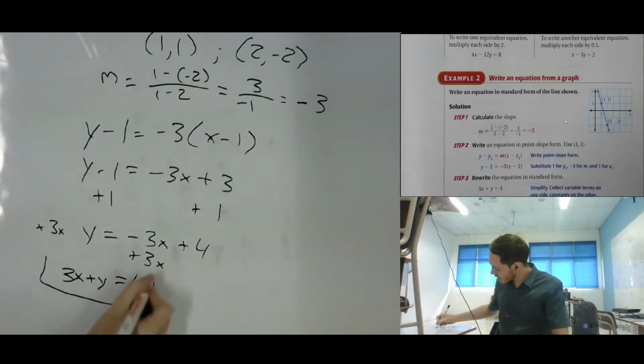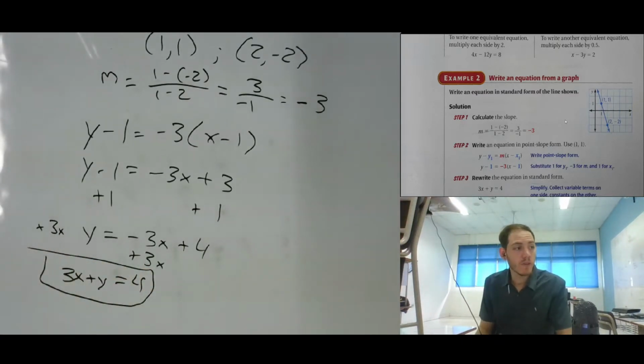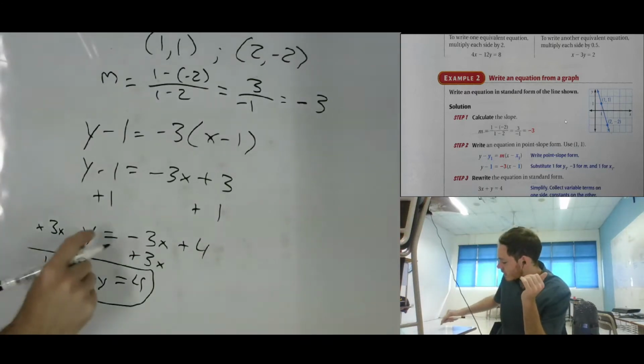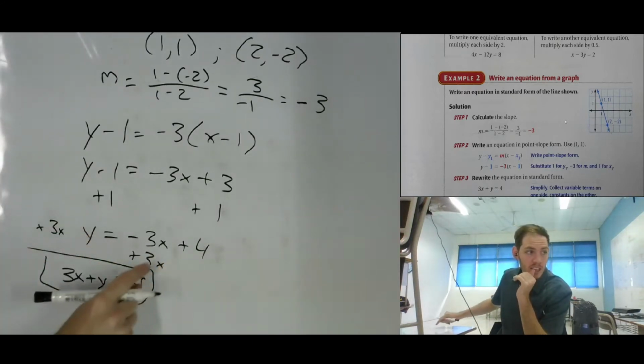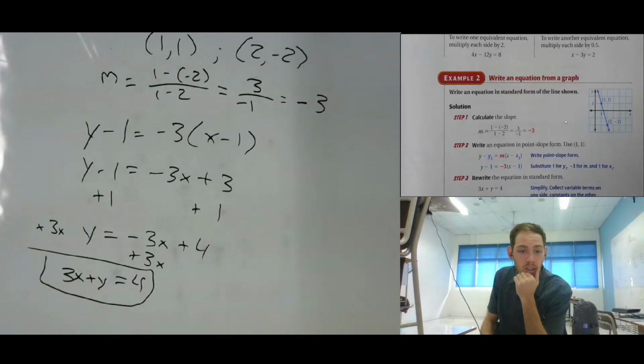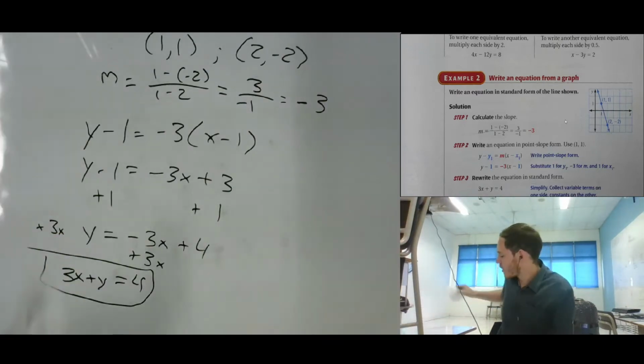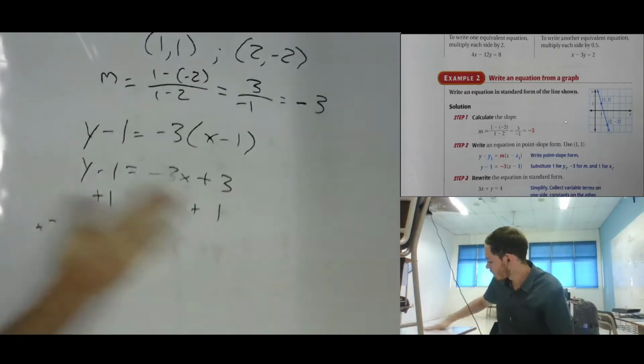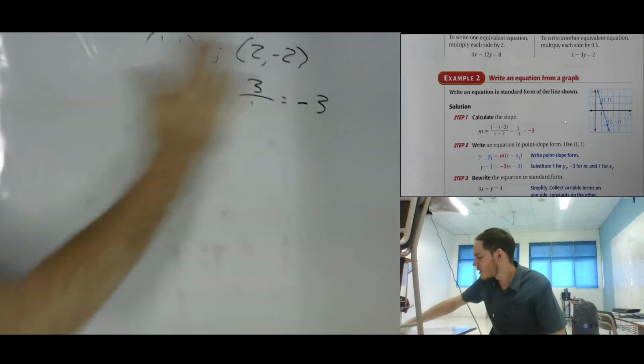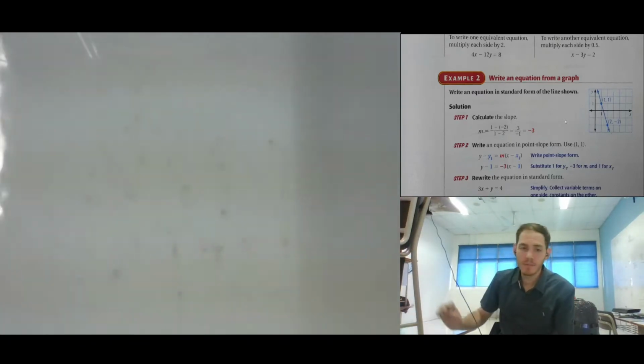This is standard form, okay? So we move from slope-intercept right up here to standard form by moving our x over, okay? That's all you've got to do in this class. So you got to move it over, okay? So let's try another problem.